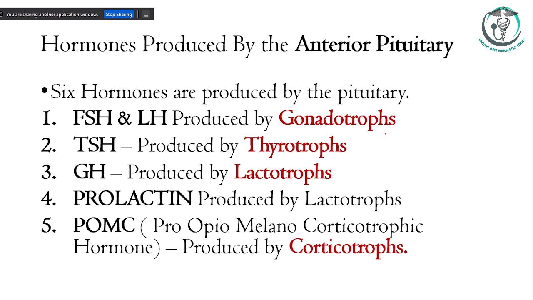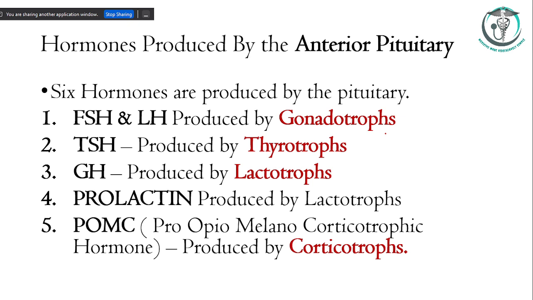Okay, so FSH and LH, which cells produce them? Now we need to know. FSH and LH are produced by cells known as gonadotrophs. It means the gonadotropin releasing hormone from the hypothalamus is the one that stimulates the gonadotrophs to produce FSH and LH. Meaning TSH is produced by the thyrotrophs. Again, it means the thyrotropin releasing hormone coming from the hypothalamus is the one that will stimulate the thyrotrophs to produce TSH. The growth hormone, it's produced by somatotrophs.